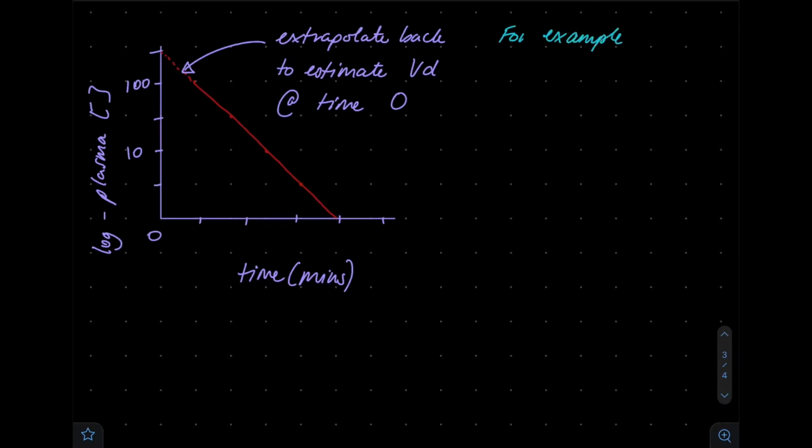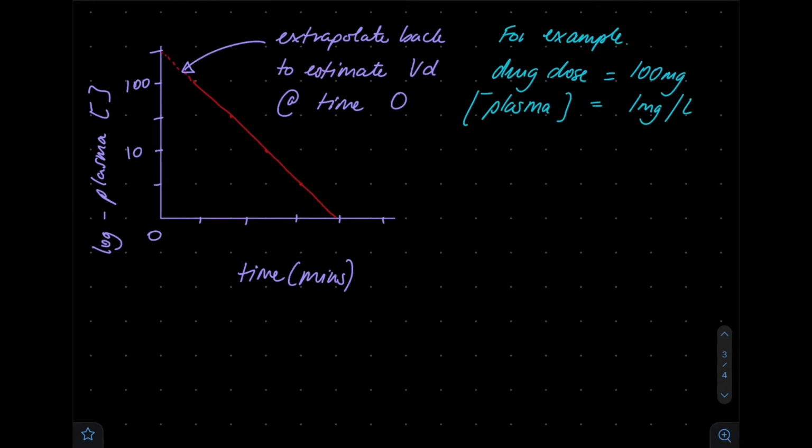Now let's try doing an applied example. Using the blue drug from before, we gave the patient a dose of 100 milligrams, and then we measure the plasma concentration of that drug and find it as 1 milligram per mil. Then to calculate the volume of distribution, we would divide 100 milligrams by 1 milligram per mil, which would give us a volume of distribution of 100 litres.